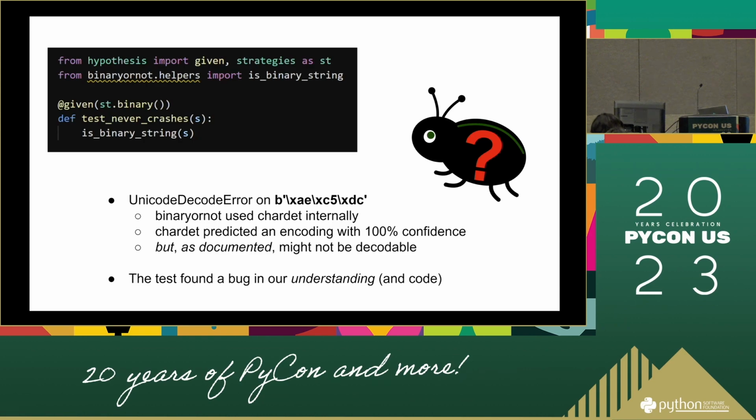So this one has since been fixed, in fairness. But what happened was that binary or not internally used the chardet library, which tries to detect character encodings. And chardet looked at the first few characters of a randomly generated binary string and said, oh, this looks like it's UTF-8, or whatever the encoding was. And so based on that, it returned a 100% confidence rating. But as documented, there was no implication that a 100% confidence meant that this was actually a valid string for that encoding. Which may be a little confusing, but it was documented. And so what we found here was a bug where the authors of the binary or not library had misunderstood the return value from this other library that they were using. And that could cause a crash on some particular weird inputs.